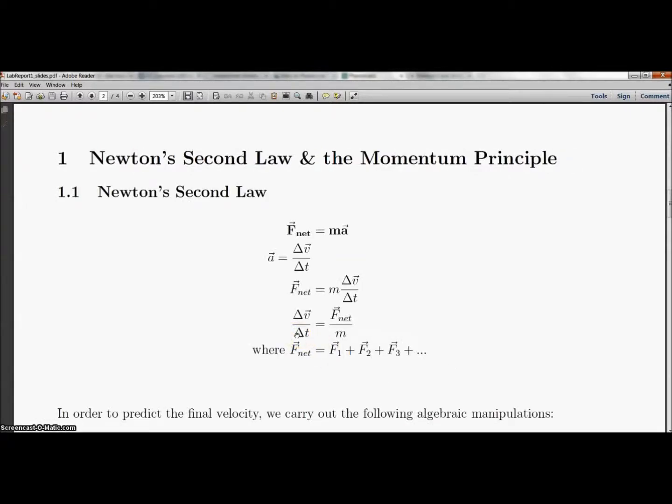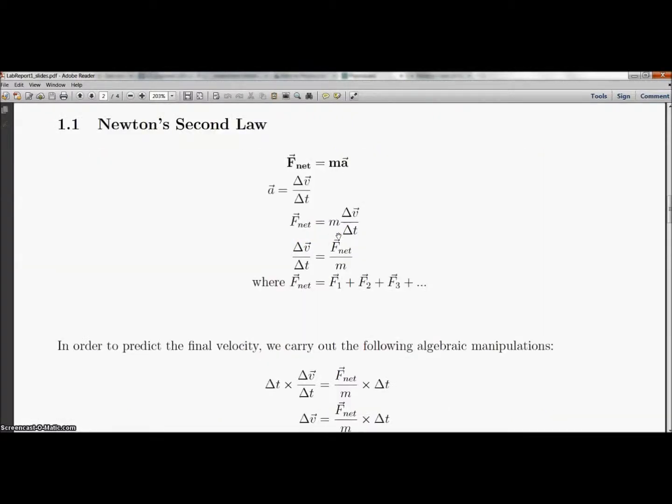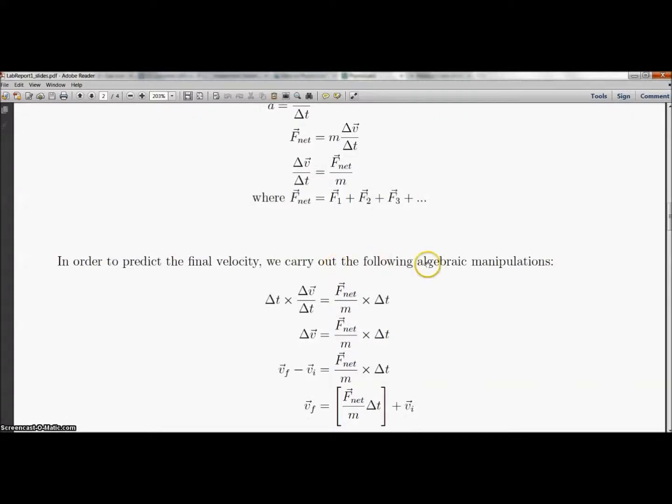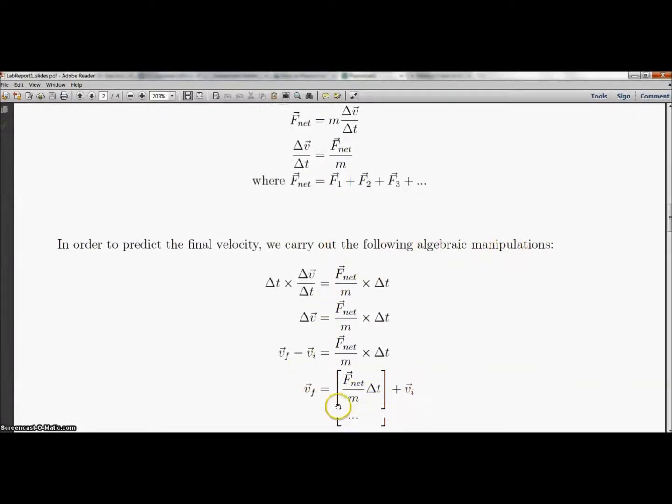Newton's second law states that the acceleration of an object, represented here by a, is directly proportional to and in the same direction as the net force acting on the object, represented here by F net, and inversely proportional to the mass of the object, represented here by m. In order to predict the final velocity, we carry out the following algebraic manipulations and we end up with the following equation.